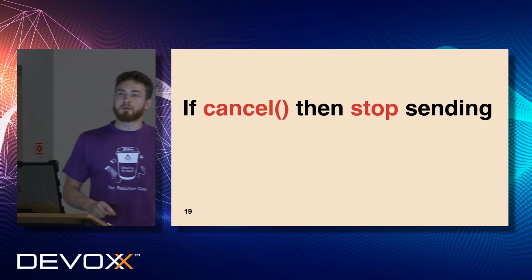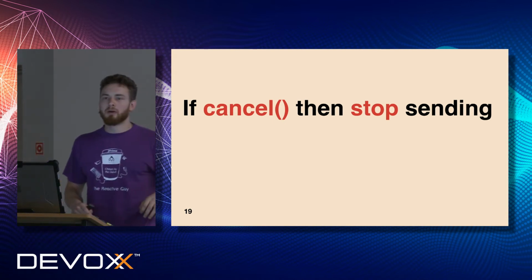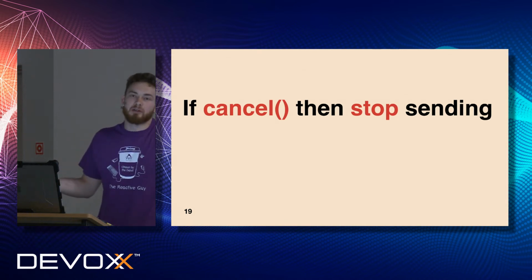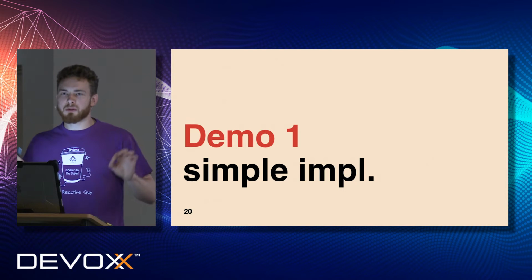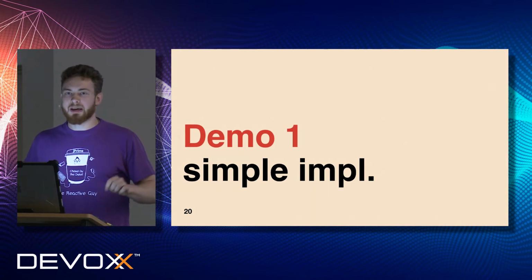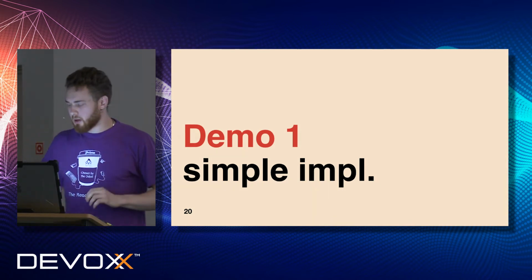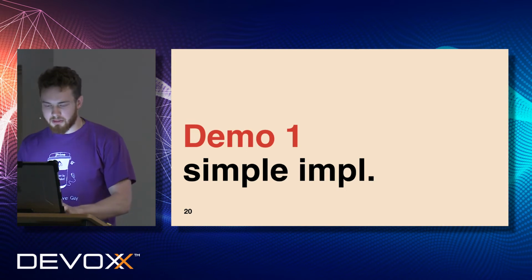Then, this is the simplest rule. If the subscriber canceled from the stream, then we have to stop sending data, right? It's really simple. So, knowing those 5 rules, we can implement something today. And we are going to do that right now.